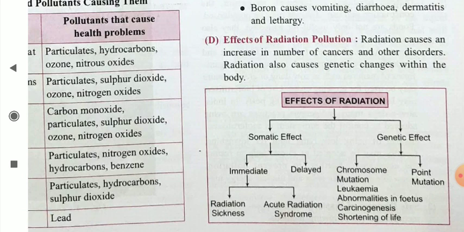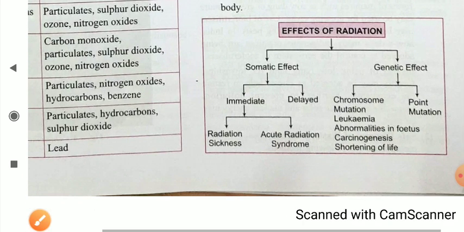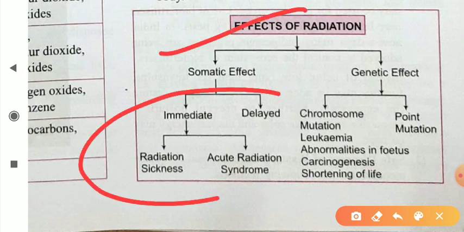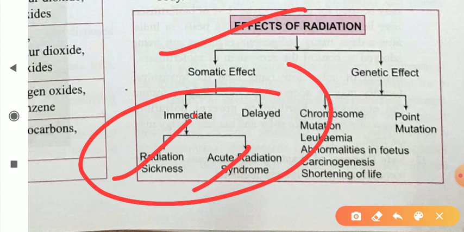Dear student, radiation effects can be divided into two parts. One is somatic effect and one is genetic effect. Somatic effect means the immediate or delayed effect. If you see the immediate, then radiation sickness and acute radiation syndromes, like vomiting and itching, are the immediate impacts of the radiation, which is known as somatic effect.